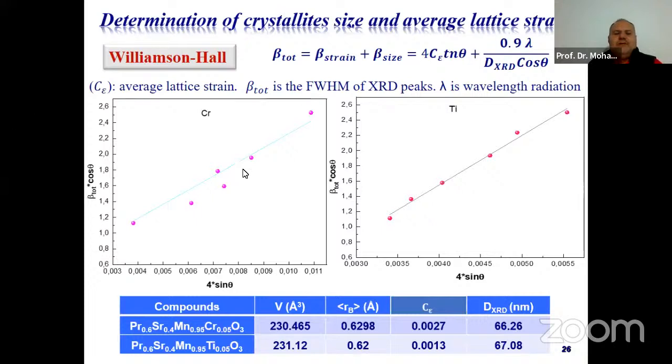Here we have obtained from X-ray powder diffraction, the crystalline size is about 67 or 66 nanometers for this kind of sample.